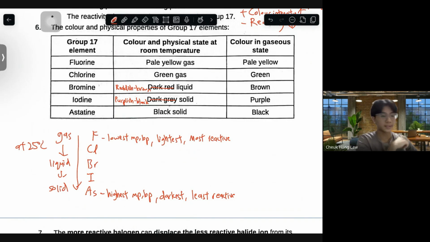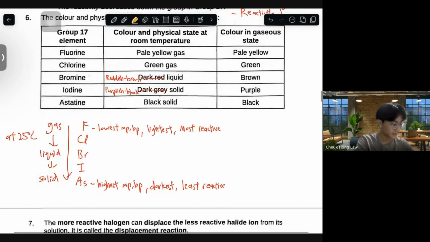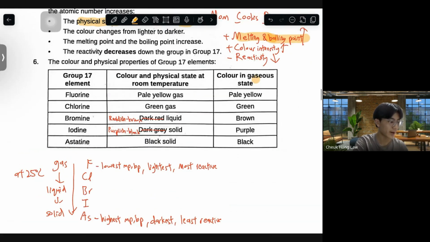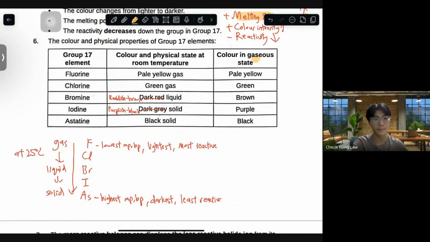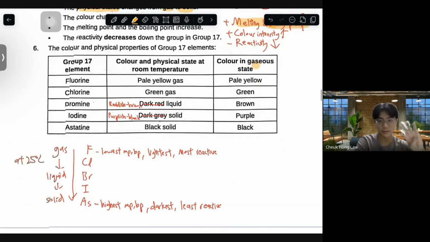So how do we infer this? It's based on the melting and boiling points. The melting and boiling point increases down the group. So since fluorine will have the lowest melting and boiling point, it exists as a gas at room temperature. Then bromine exists as a liquid. And then astatine has the highest melting point and boiling point, so it exists as a solid at room temperature. So that's how I derive my last trend, which is that the physical state changes from gas to solid down the group. And those are your 4 trends.